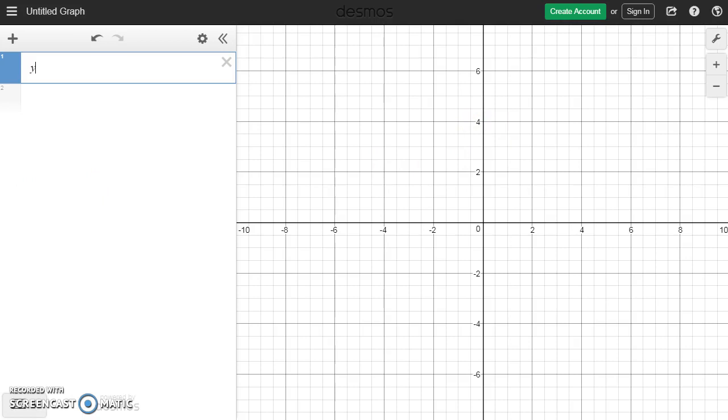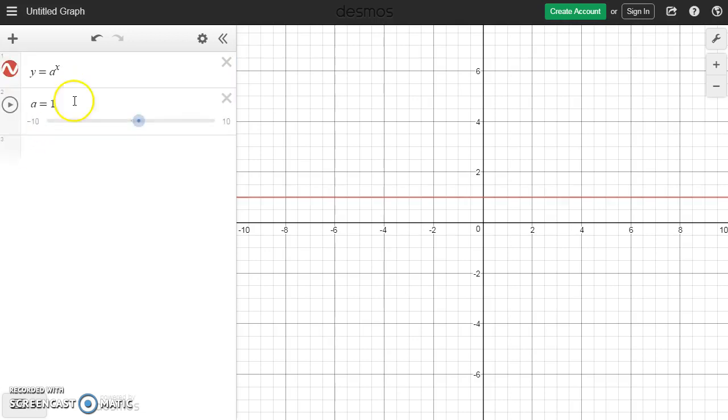So we could start off with the graph of a general exponential equation. So y equals a to the x. Since we put in a constant for a instead of a number, we'll be asked if we want to add a slider. So we go ahead and do that, and now we actually see our equation being graphed. What we start off with is actually a horizontal line.